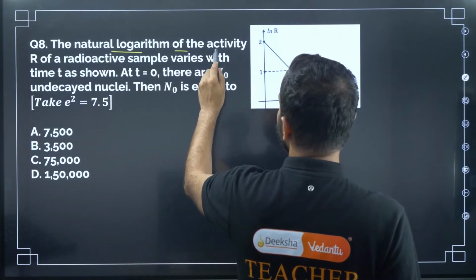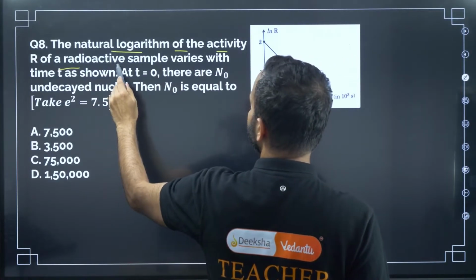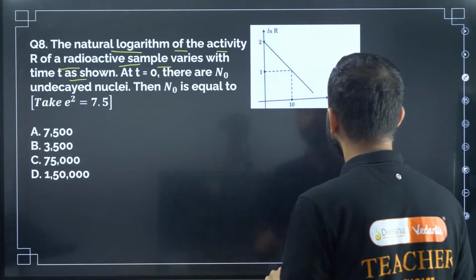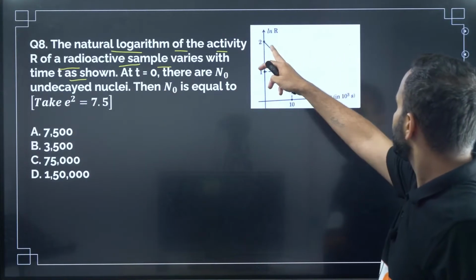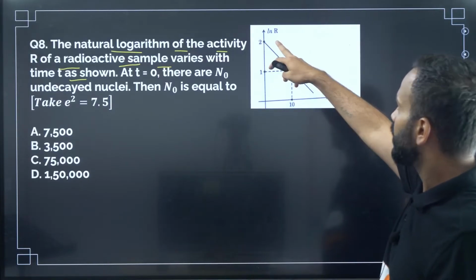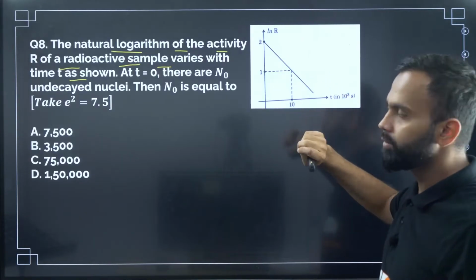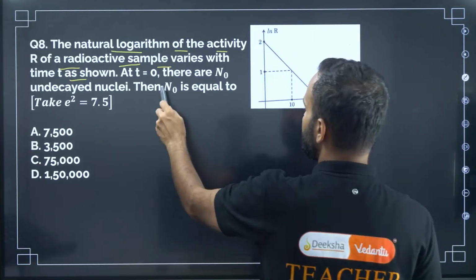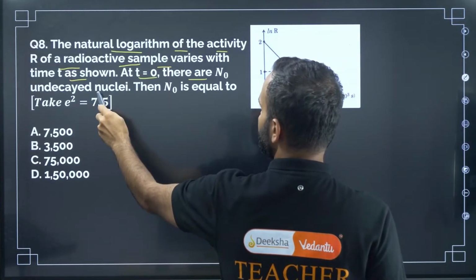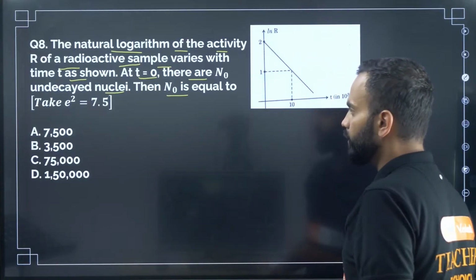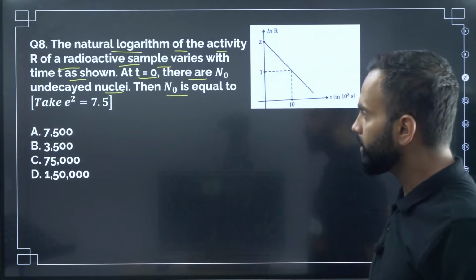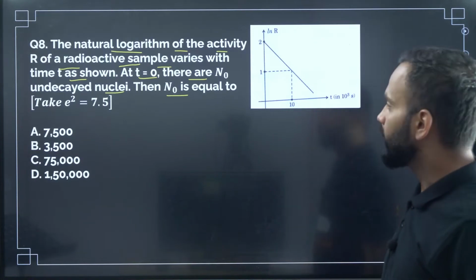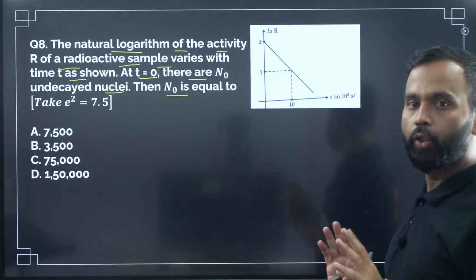The natural logarithm of the activity R of a radioactive sample varies with time t as shown in the figure. Here this is ln of R versus time t graph. At t equal to 0, there are N naught undecayed nuclei, then N naught is equal to, take e squared equal to 7.5. This one is a little bit trickier question, isn't it?